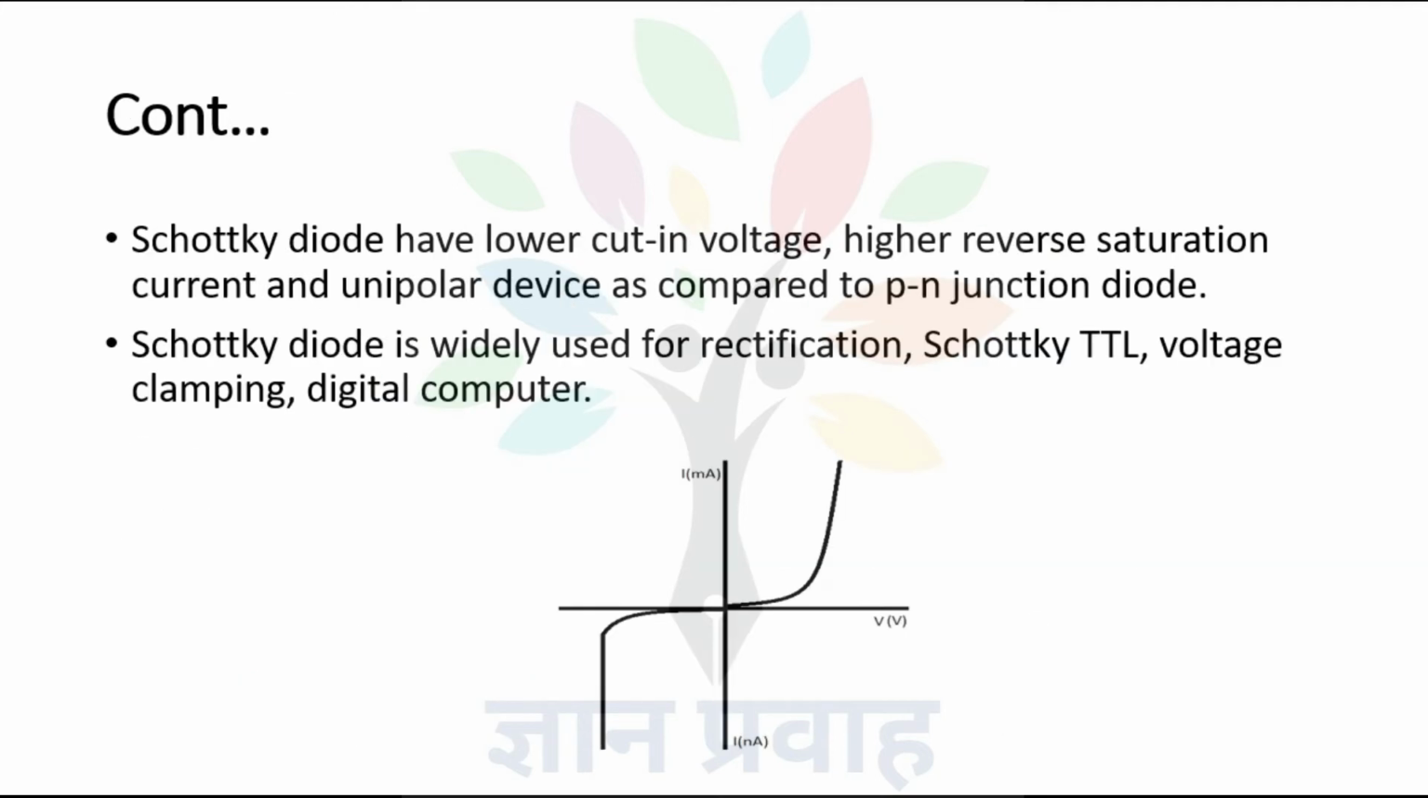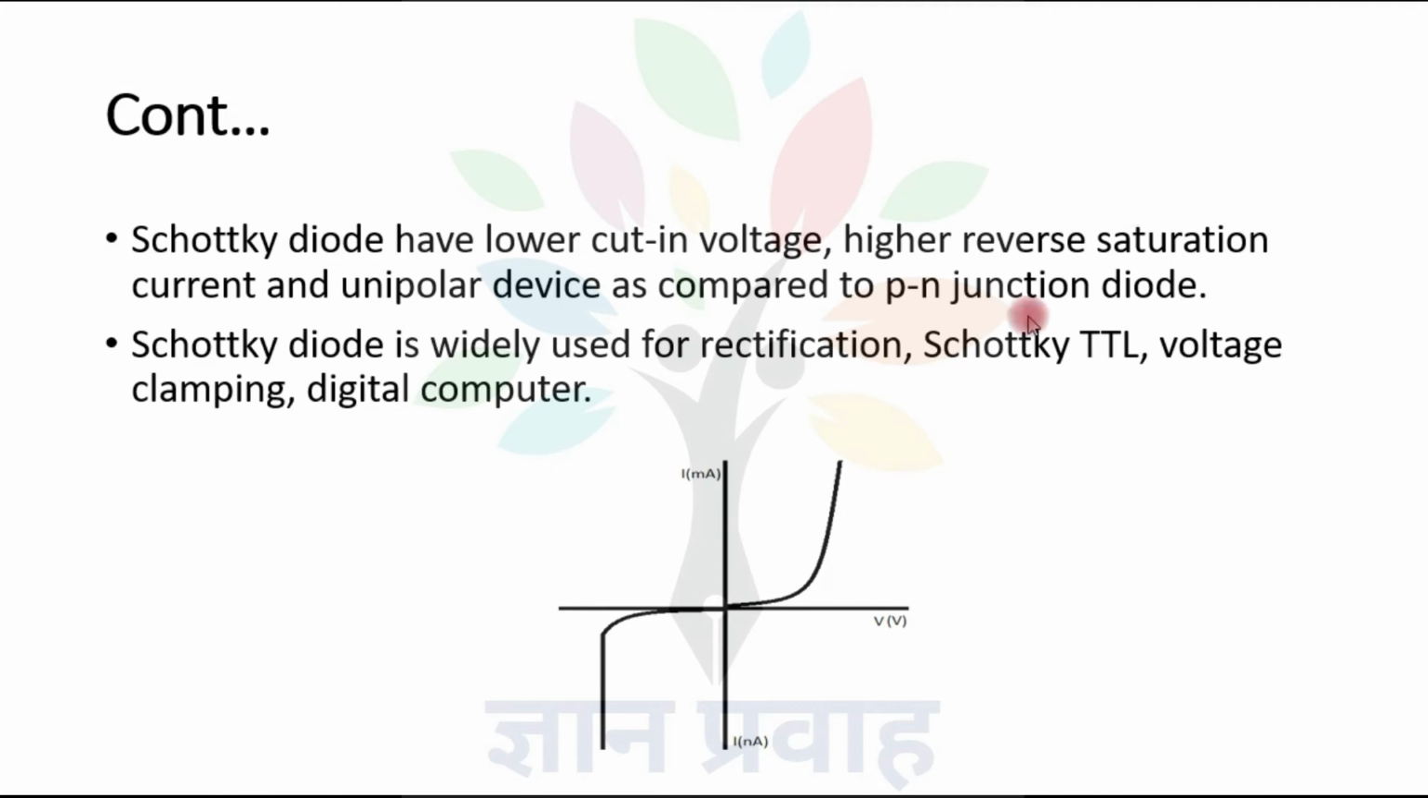Schottky diode has lower cut-in voltage, ideally 0, higher reverse saturation current, and is a unipolar device, because here we are using only n-type material. So electrons are available in the Schottky diode. Holes are not available. That's why the Schottky diode is a unipolar device and has fast switching as compared to a normal PN junction diode. Schottky diode is widely used for rectification, Schottky TTL, voltage clamping, digital computers, etc.